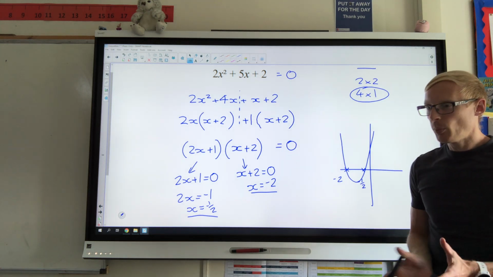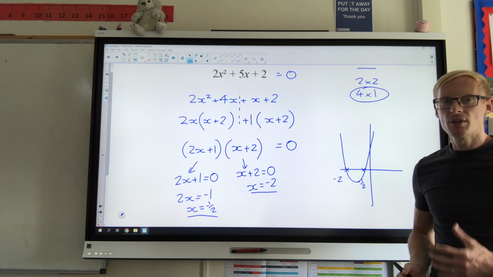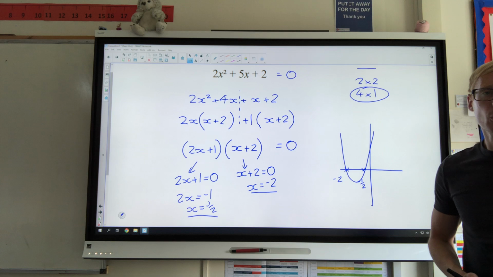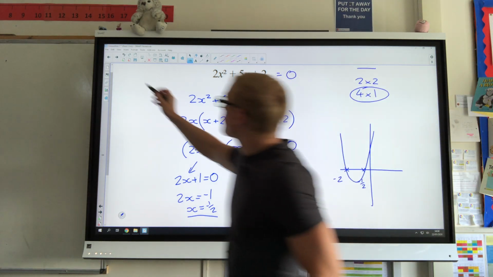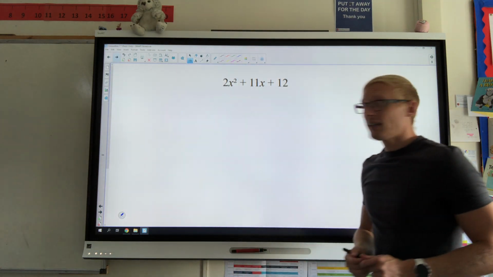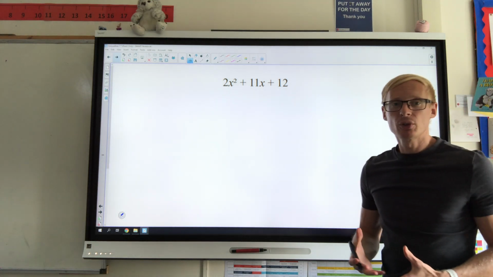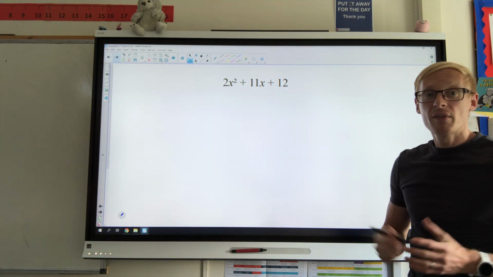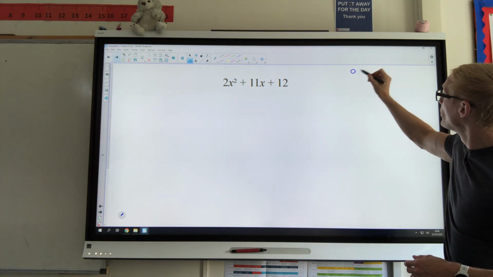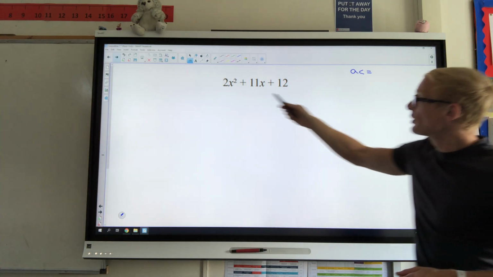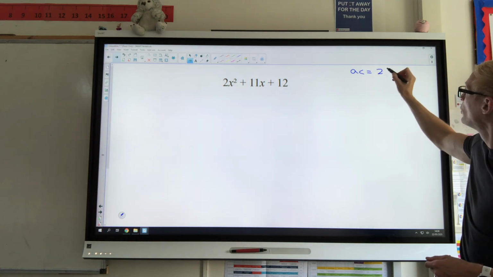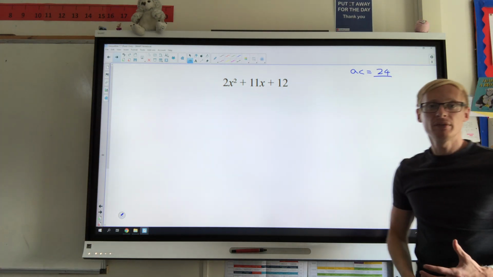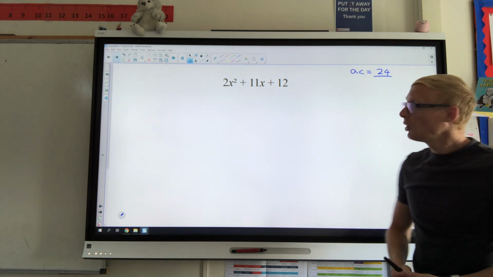You don't necessarily need to copy the next 2 down, but I think it'd be important to listen and to understand, and maybe try them before I go through them if you wanted to. So the next one is this, relatively similar in its construction. You've got 2x squared, 11x and 12. First thing we're looking to do is the a times c, which is going to be the 2 times the 12 here, which is 24. So I'm now looking for 2 numbers that times to make 24 and add to make 11.